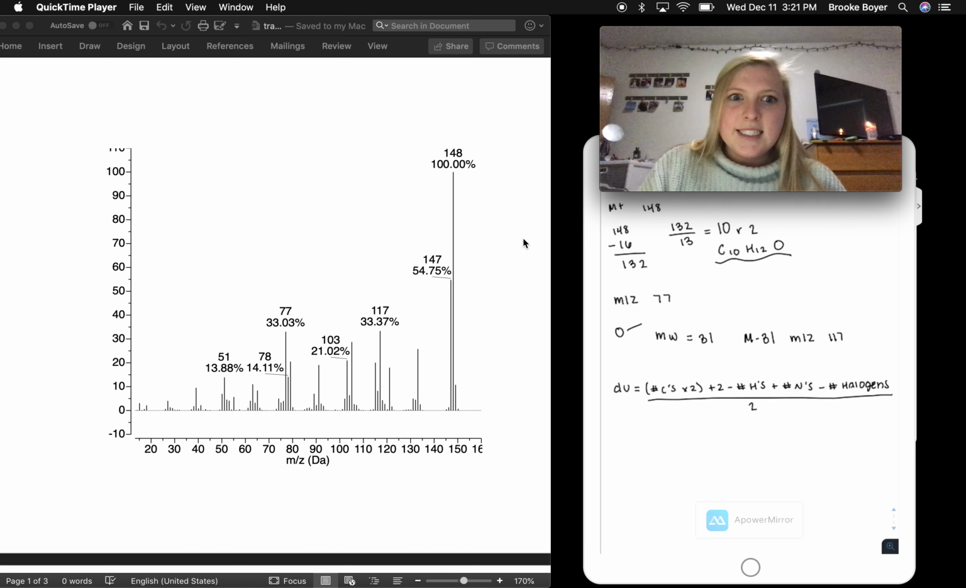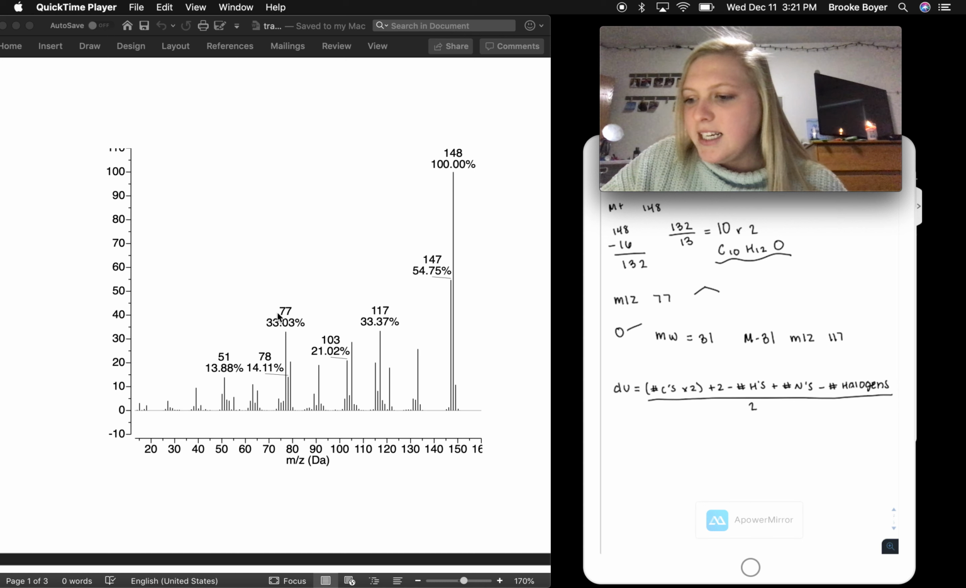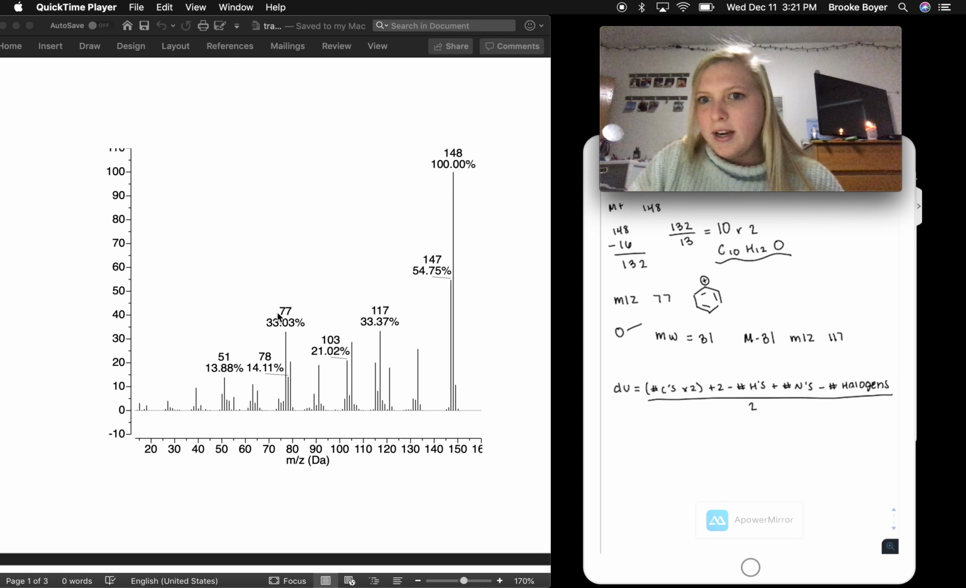So the next thing that stands out to me is the peak at 77, which basically means that we have a benzene ring. So this is the fragment that I'm drawing over to the right, the fragment that the peak at 77 shows us.